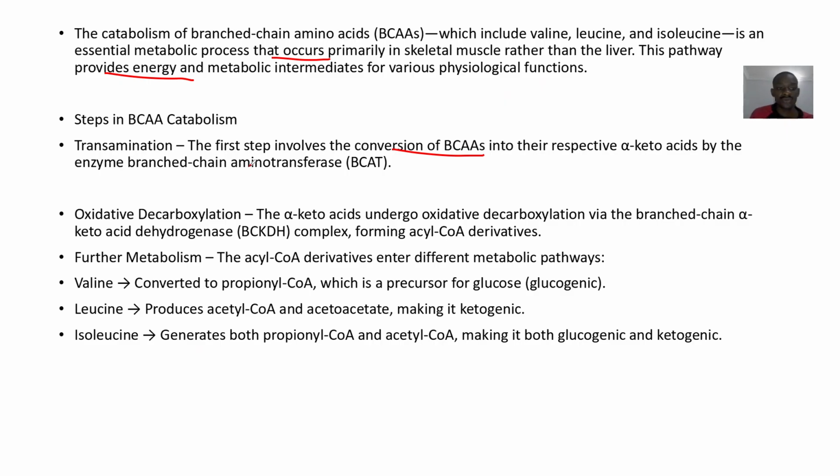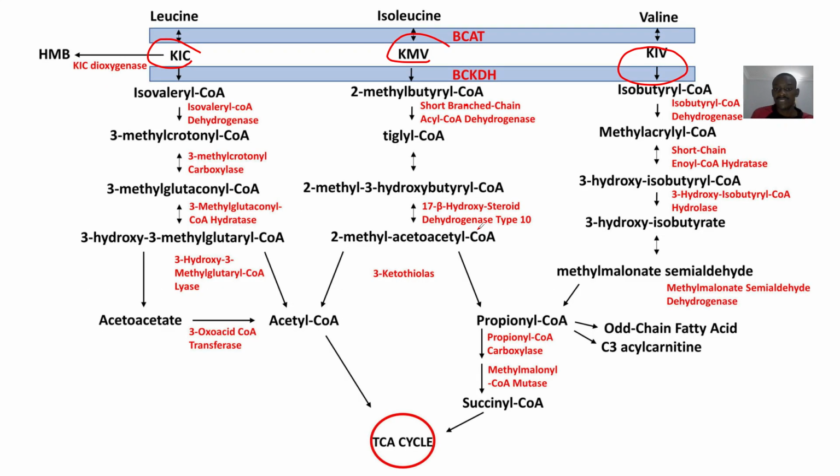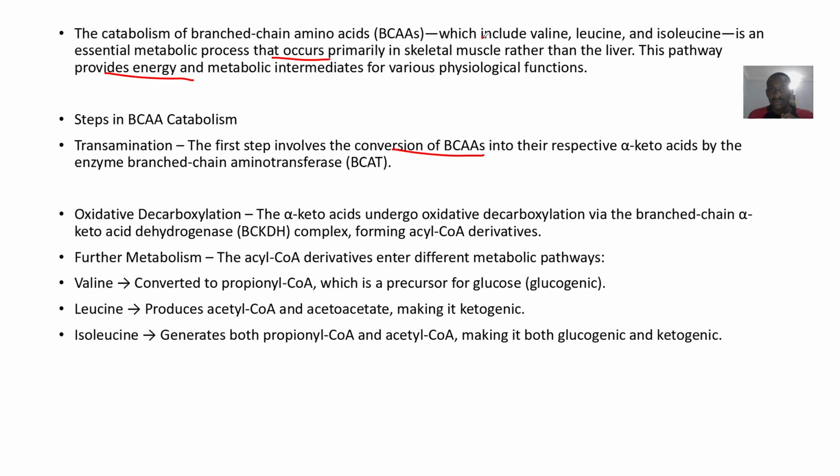Then the next one is what? Oxidative decarboxylation. So the alpha-keto acids, they undergo oxidative decarboxylation via the branch chain alpha-keto acid dehydrogenase complex. Okay, that's what? Branch chain alpha-keto acid dehydrogenase. The first one is branch chain amino transferase. Do you understand? So I've looked at two enzymes now, the BCAT and the BCKDH.